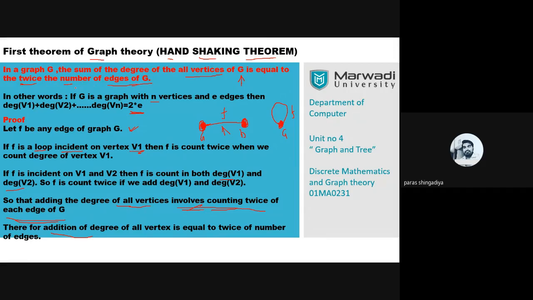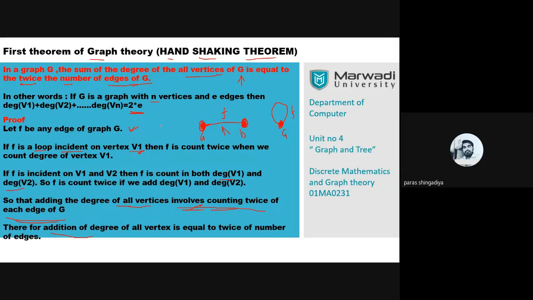And in such a case, the statement is directly given: prove that in a graph G, the sum of the degrees of all vertices is equal to twice the number of edges. So in such a case, the statement is already given in the question, and you have to write the proof only.